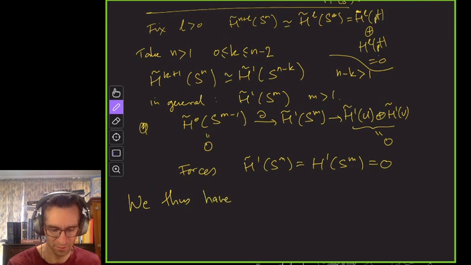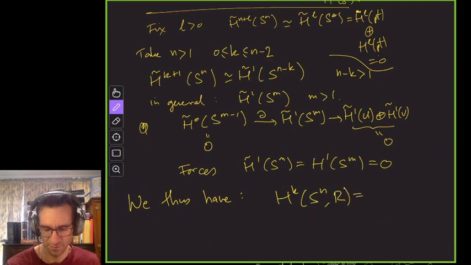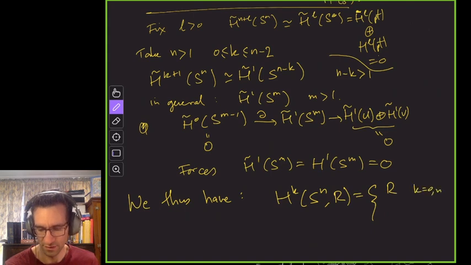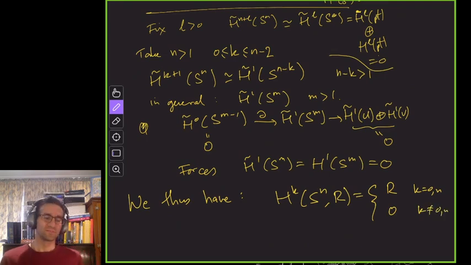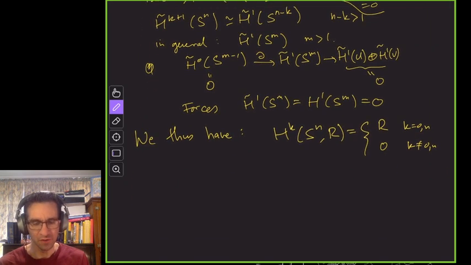So to sum up, we have this Hk of the n-sphere. It's R if k equals 0 or n, and 0 otherwise. So if you've ever seen this stuff before, or anything vaguely related to this, you're not surprised. But we've done it from definitions, modulo some technical lemmas. So there we go.